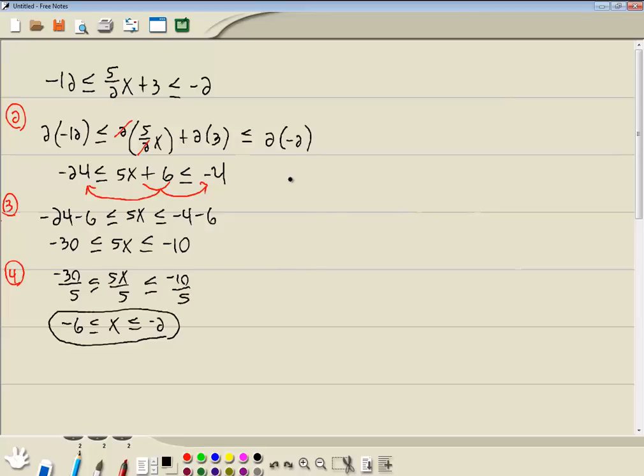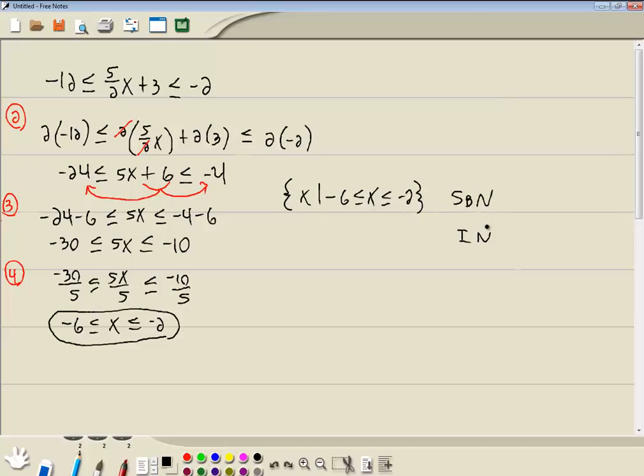If they wanted it in set builder notation, remember, we put curly brackets, you put X with a vertical bar. This reads X such that this is true, and then whatever your answer is. You could write it in interval notation. This is set builder notation.